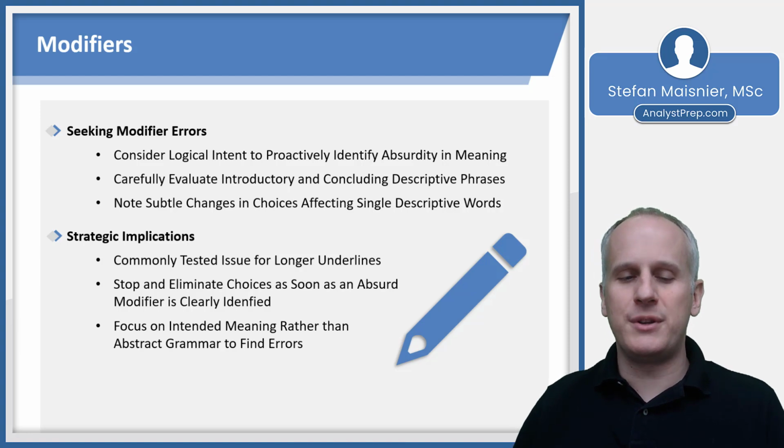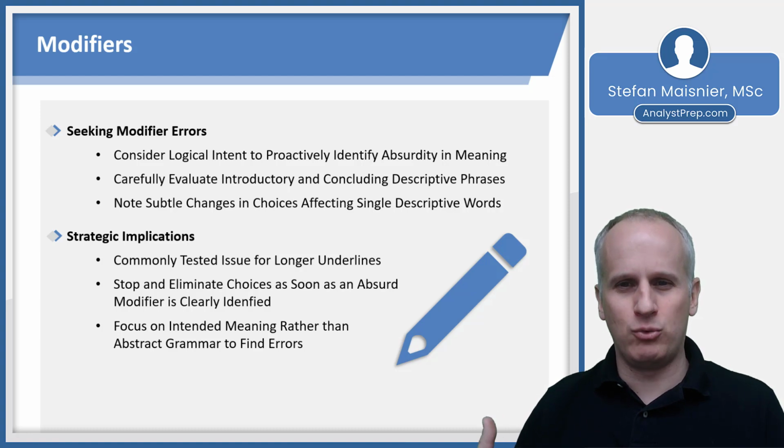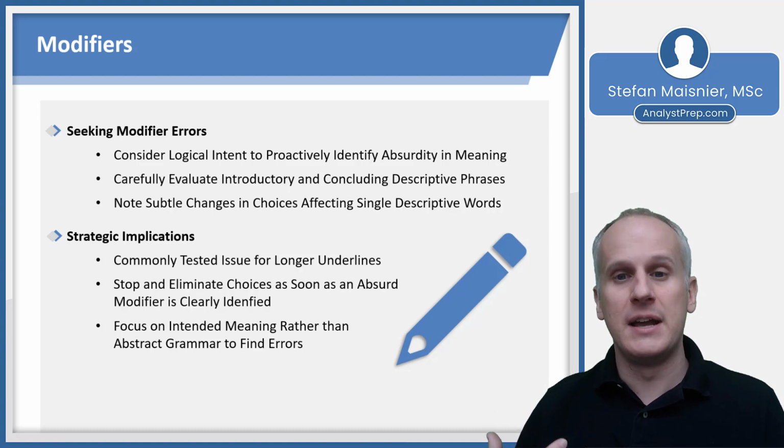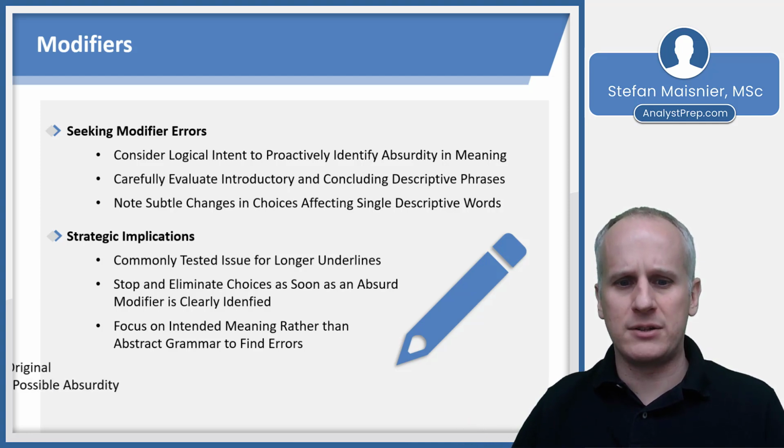You have to focus on intended meaning, however, rather than on abstract grammar to find these errors. So you want to make sure that you're not just trying to memorize some weird grammatical rules when dealing with modifiers, and instead critically think about what the sentence is trying to articulate.